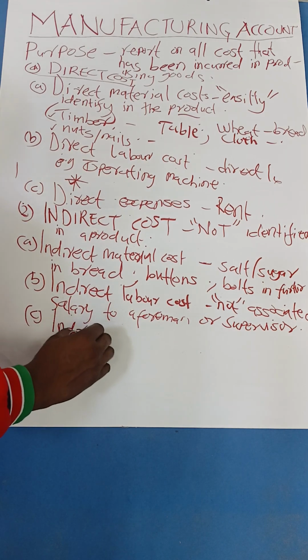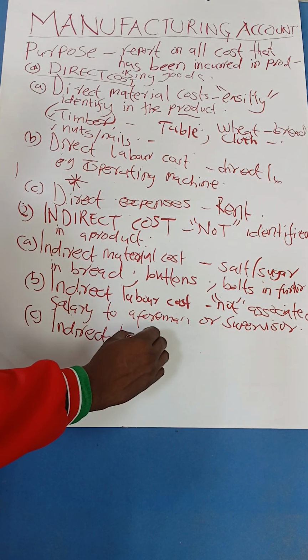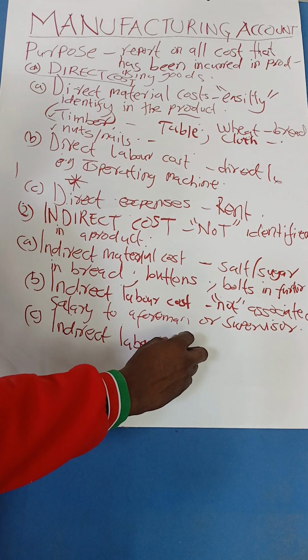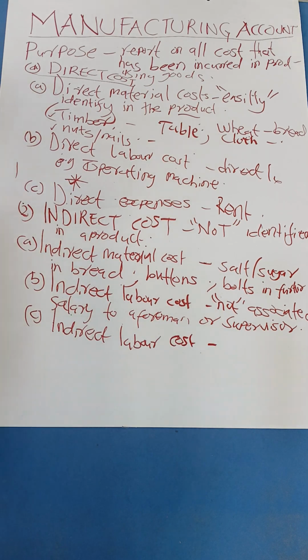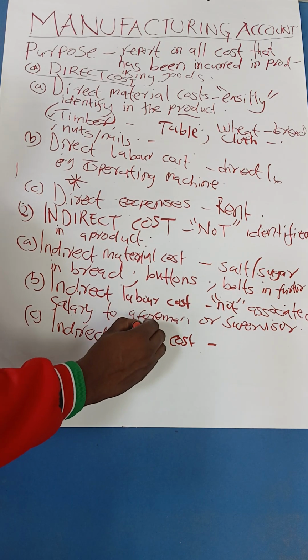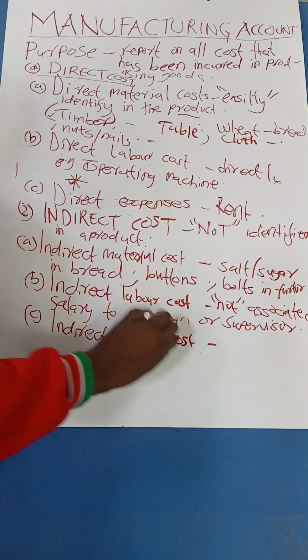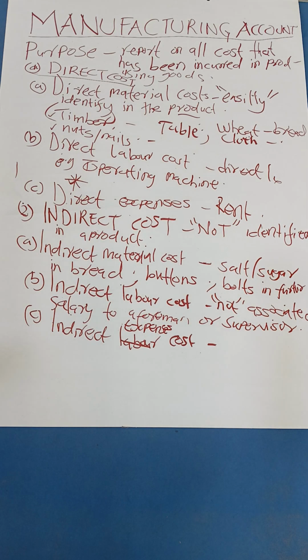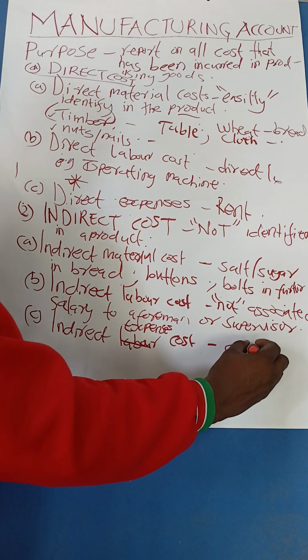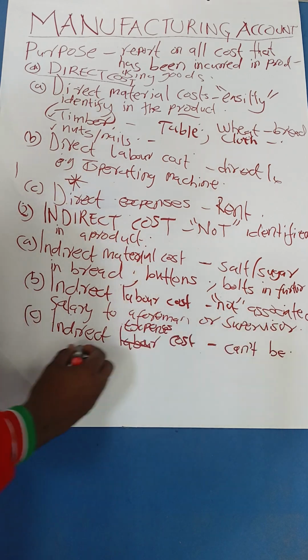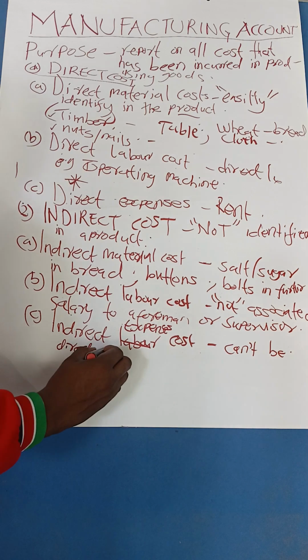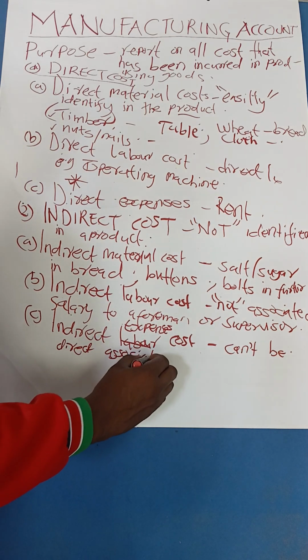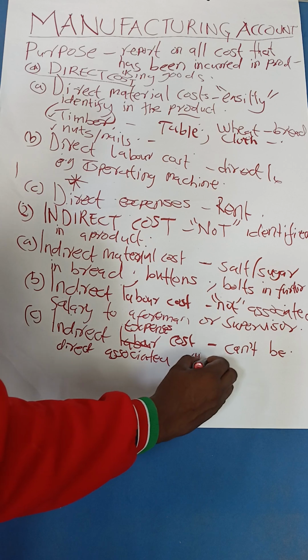Indirect labor cost. Direct expenses. Sorry, indirect expenses. This one, the last one, is the indirect expenses. We have said these are expenses that can't be directly associated with a product.